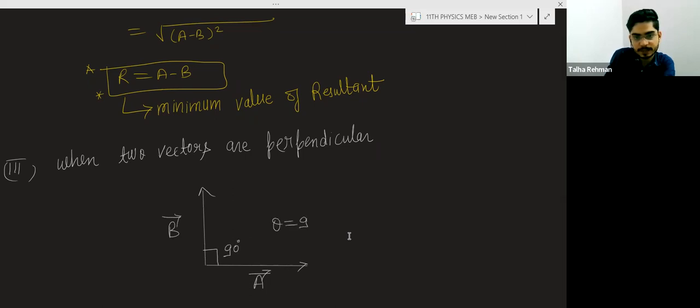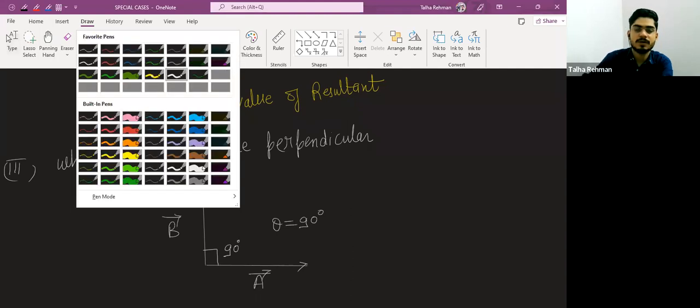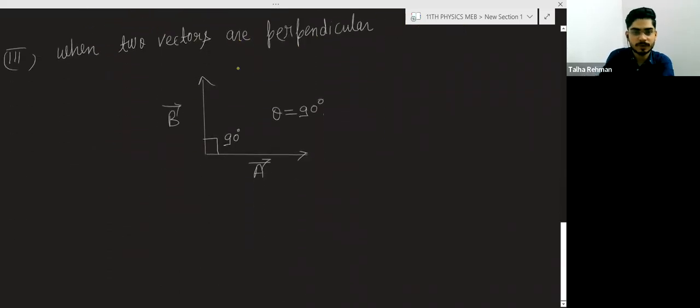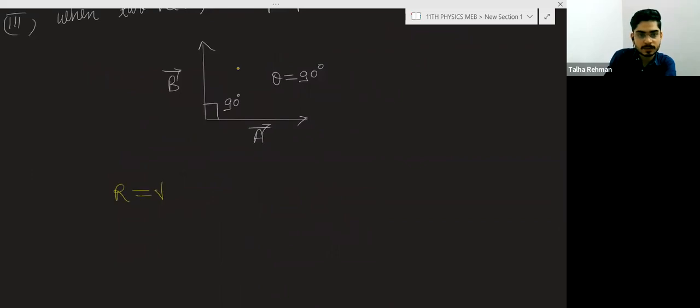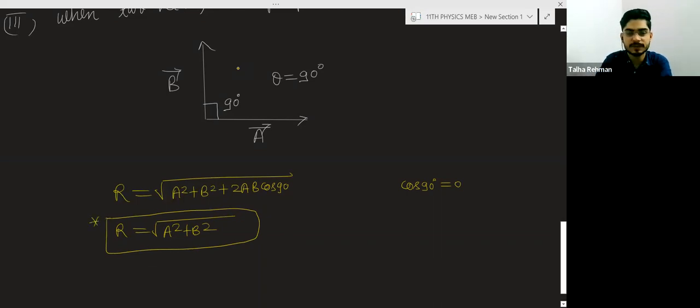So theta you will have 90 degree, and you will put this theta in the resultant. Resultant will be square root of a square plus b square plus 2ab cos 90 this time. And remember the value of cos 90 degree is 0. So finally your r will be under root of a square plus b square. Simply you should learn this value. The resultant will be this.